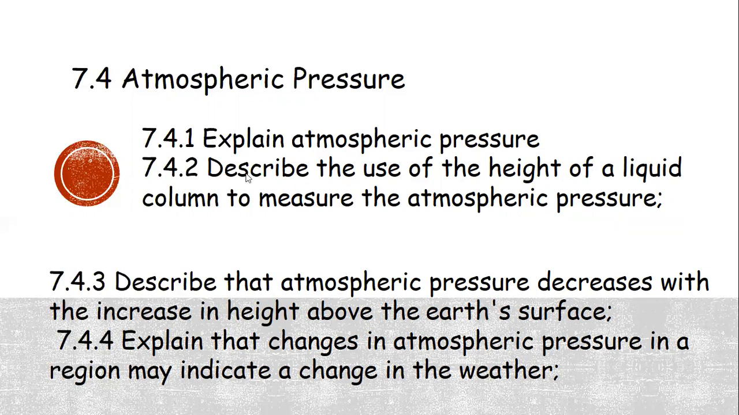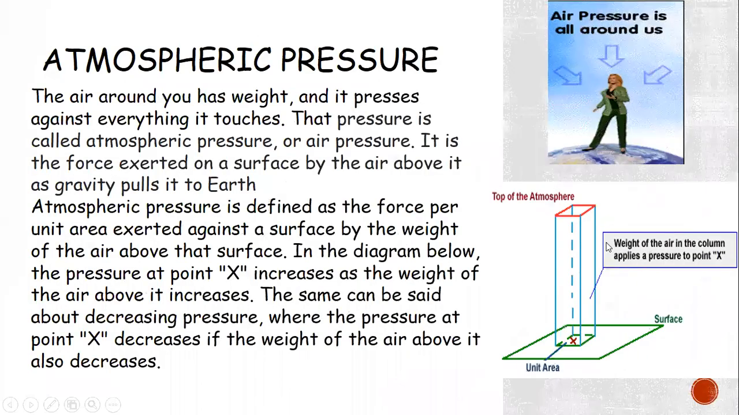So first we are going to understand what atmospheric pressure is. You all know that we have air around us, and the air also has weight and occupies space. This air presses against everything it touches. This air pressure around us is called atmospheric pressure or air pressure. It is the force exerted on the surface by the air above it as gravity pulls it to the earth. All this air is pulled by the earth, so it exerts pressure on everything it touches.